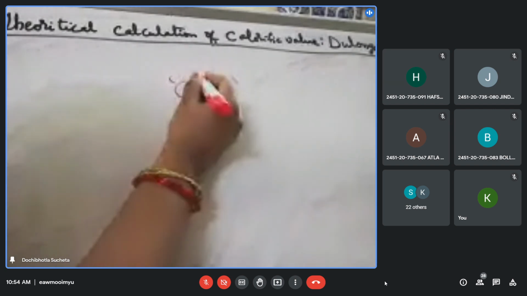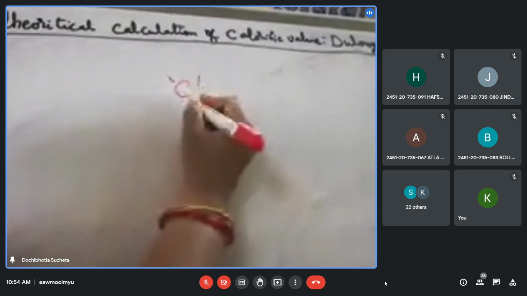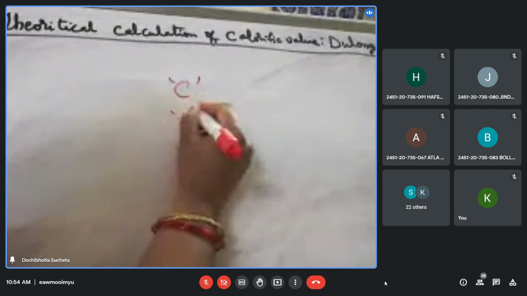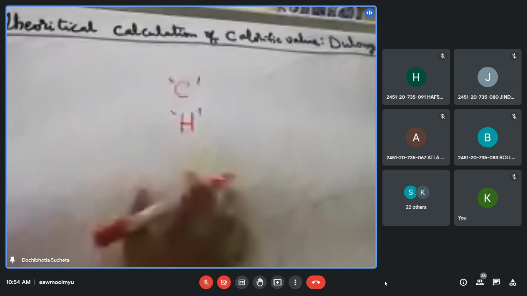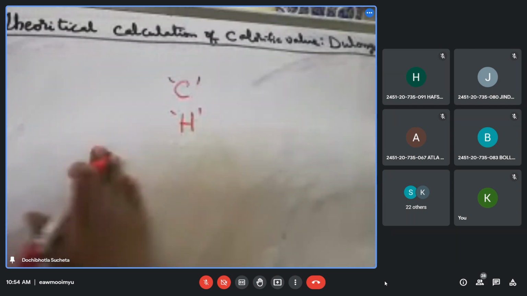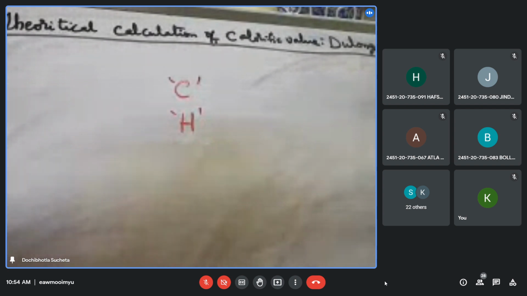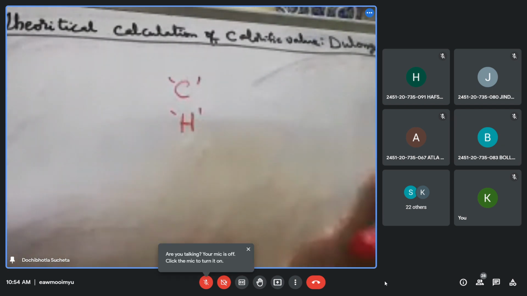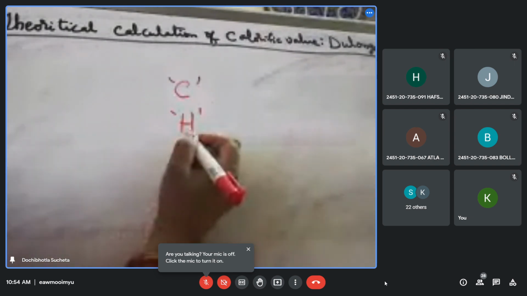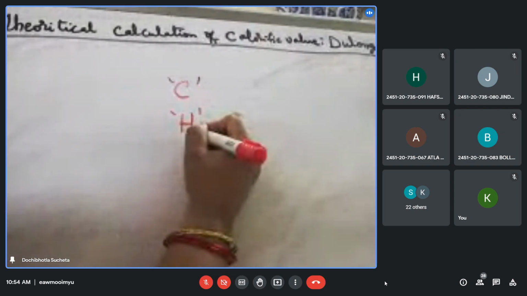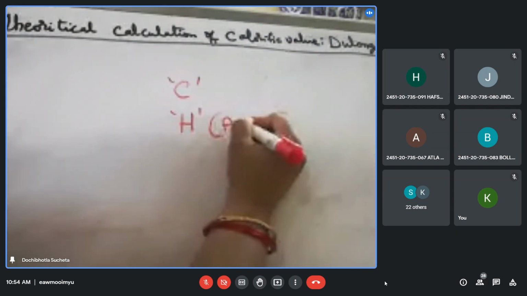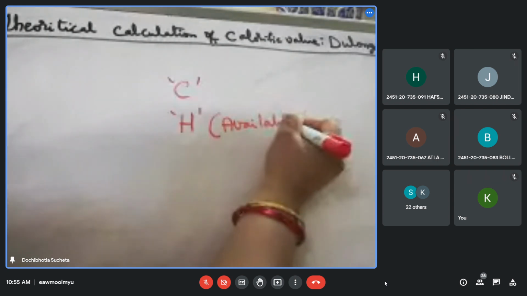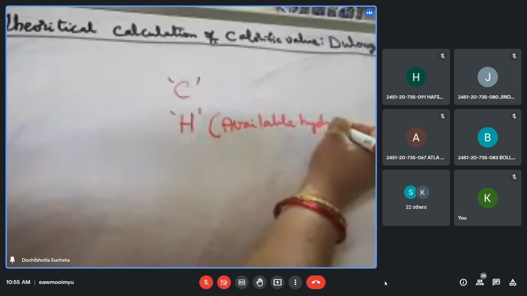The first important one is carbon. Then hydrogen is also another element which contributes to calorific value, but not all hydrogen is available in the fuel for combustion. Some part of hydrogen reacts with oxygen to form moisture, which actually decreases the calorific value. So hydrogen also contributes to calorific value, but only available hydrogen alone contributes to calorific value.